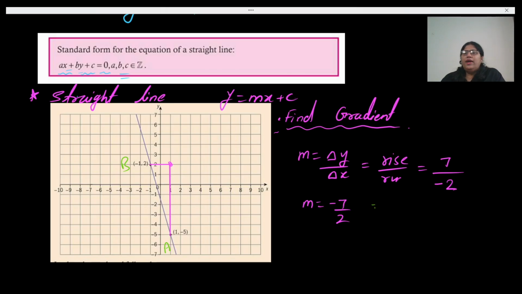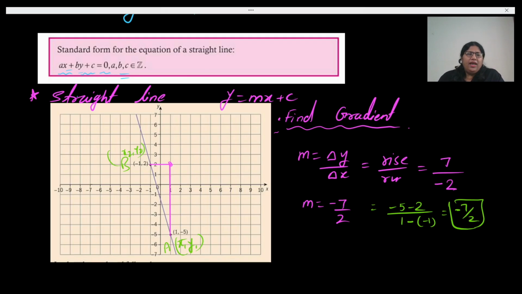If you want to use y2 minus y1 by x2 minus x1, this is your x1 y1, and this you take as x2 y2. Then you can take minus 5 minus 2, by 1 minus of minus 1, which is nothing but minus 7 by 2. So any method you can use. Sometimes if the coordinates are not given, you can find any 2 points' coordinates and get it. So what is going to be M?